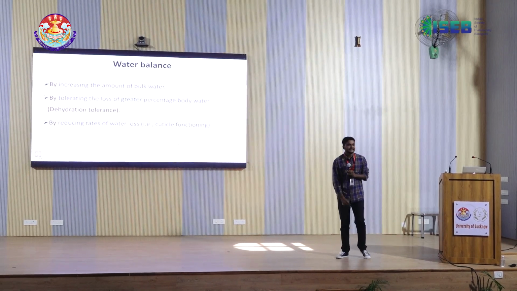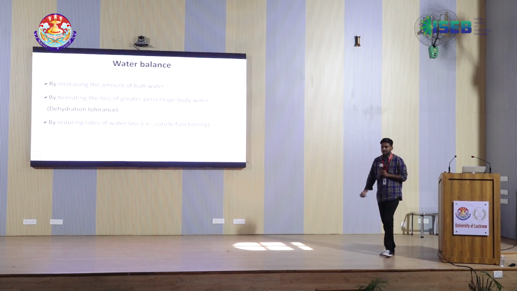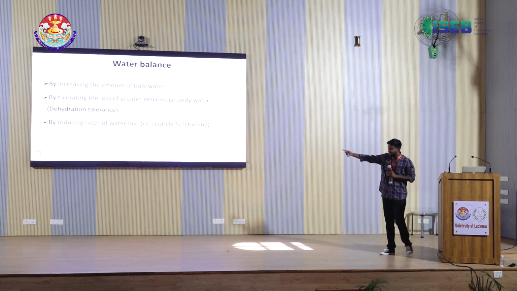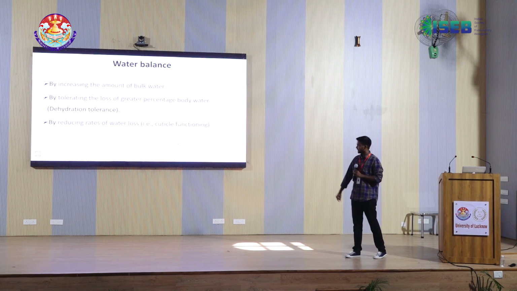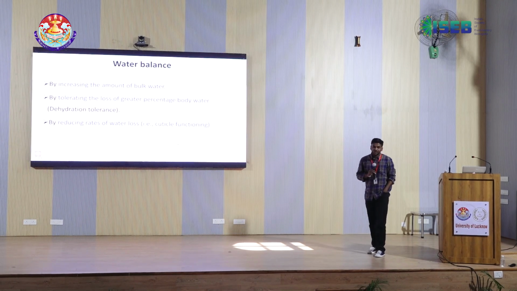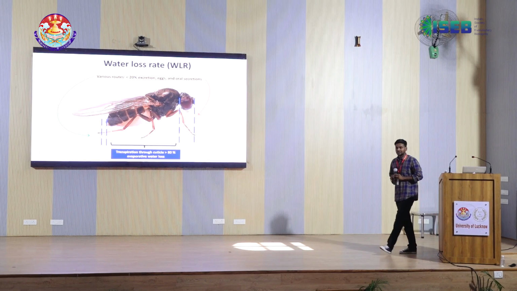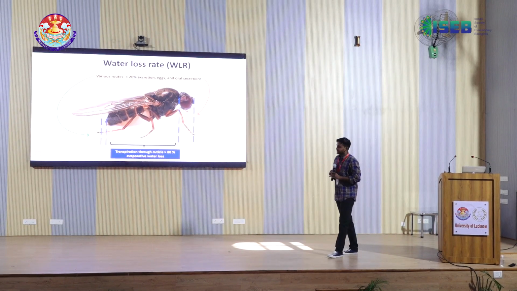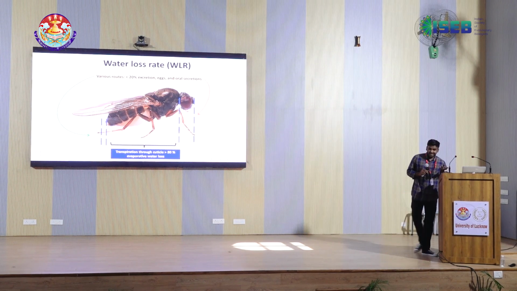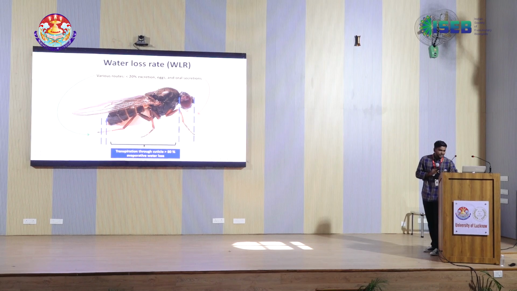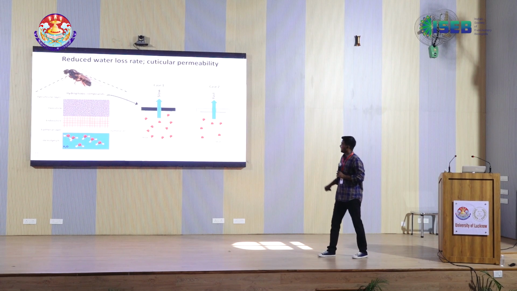They do it by increasing their amount of bulk water or by tolerating a higher amount of water loss from their body. The third one is very interesting, and my work focused on the third aspect, which is reducing the rate of water loss, which is cuticle functioning. So 80% of water is lost from the hard cuticle, and the remaining 20% is lost through oral secretions. So any change in the membrane or in the cuticle will lead to water loss.